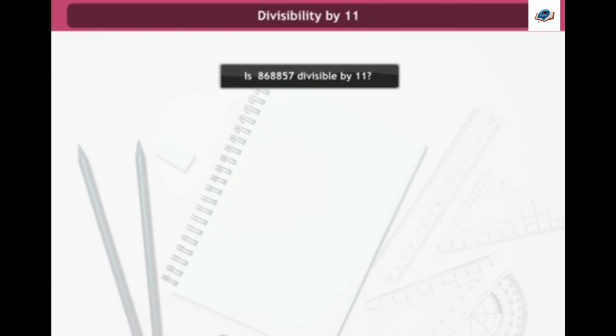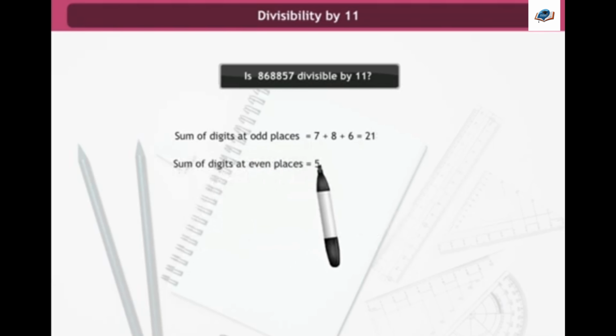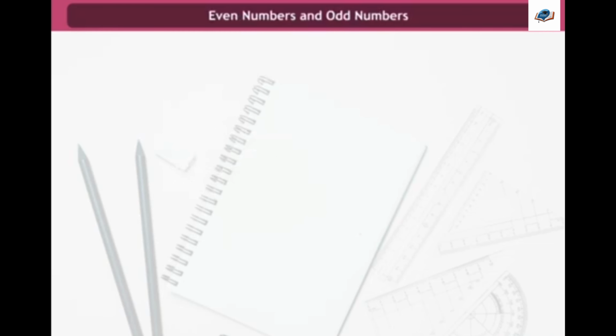Is 8,68,857 divisible by 11? Let's check it out. Sum of the digits at odd places is equal to 7 plus 8 plus 6, which is equal to 21. And that at even places is 5 plus 8 plus 8, which is also equal to 21. So the difference is equal to 0. Hence, 8,68,857 is divisible by 11.